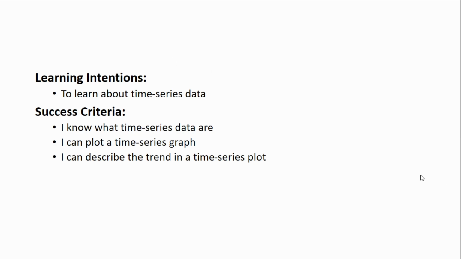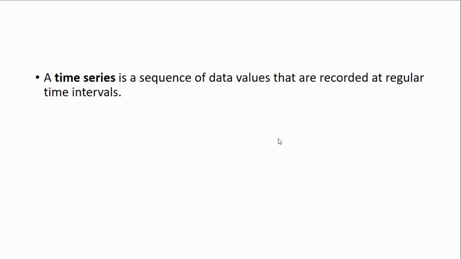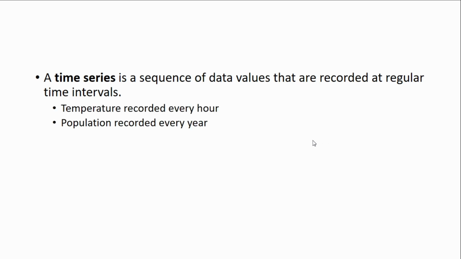So starting off with what time series data is, a time series is a sequence of data values that are recorded at regular time intervals. Some common examples of time series data include the temperature recorded every hour, population recorded every year, or maybe even the profit recorded every month. Let's just write that definition down along with the examples.